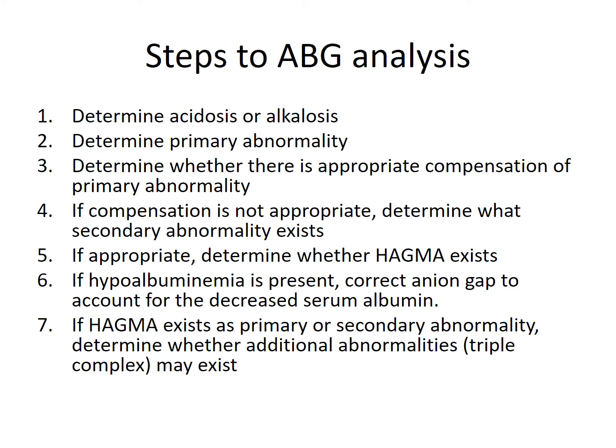Then, if appropriate, calculate the anion gap and determine whether HAGMA exists. If hypoalbuminemia is present, you will also need to correct the anion gap to account for the decreased serum albumin. Finally, if HAGMA exists as either a primary or a secondary abnormality, determine whether additional abnormalities, such as the triple complex abnormality, may exist.